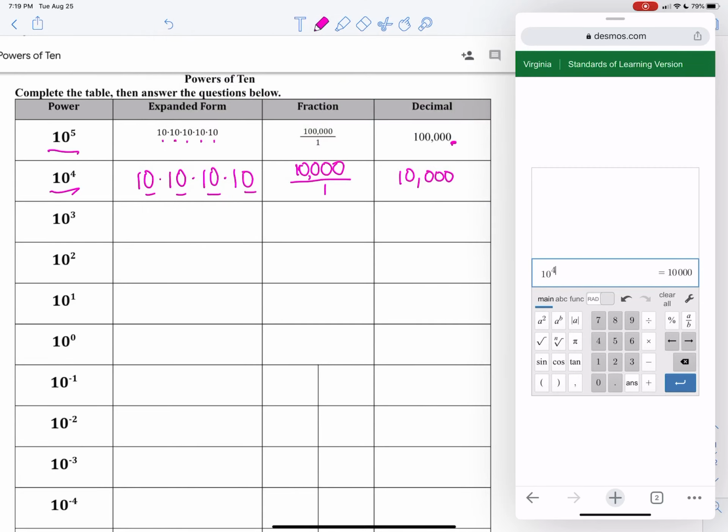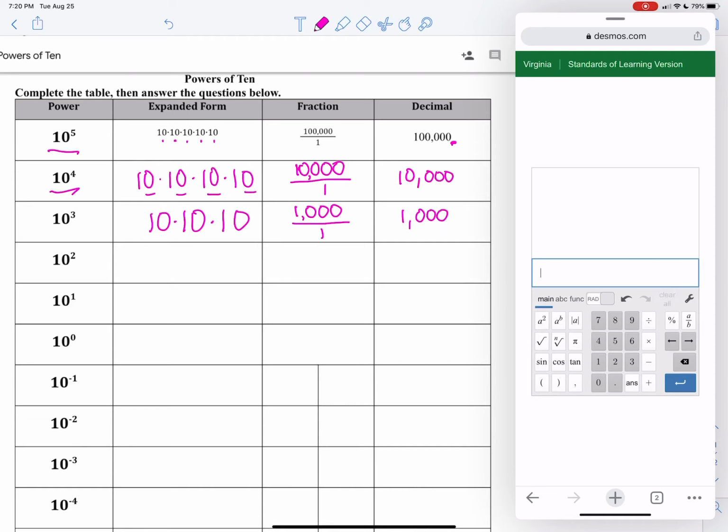So the next one would be 10 to the 3rd power, which means that would be 10 times 10 times 10. So you have a 1 and 1, 2, 3 zeros. Over 1 would be your fraction, so then your decimal is just 1,000. And again, you could use the calculator for that.